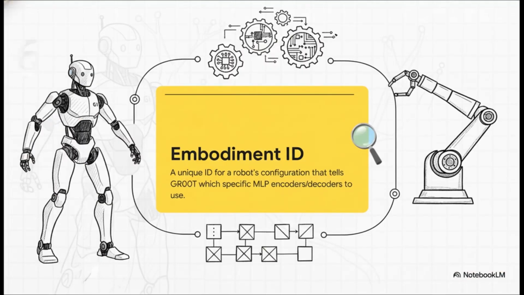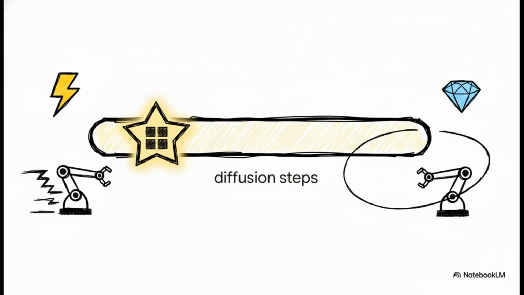Okay, you have to understand this concept, the Embodiment ID. Think of it as GR00T's way of asking, which robot am I controlling right now? This ID tells the model to load a very specific small set of neural networks that act like translators for your robot's unique body. This is what allows that one giant core model to control everything from a Unitree G1 humanoid to a simple desktop arm. It's brilliant. When you run inference, you've got this classic trade-off you need to manage, speed versus quality.